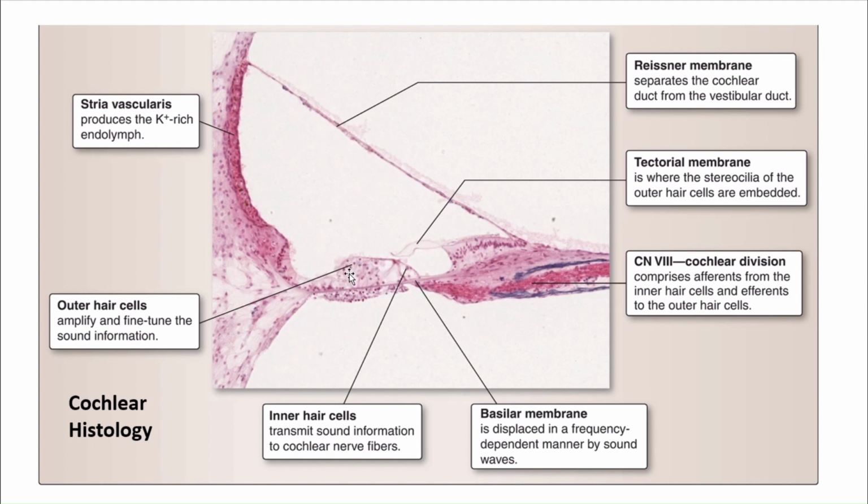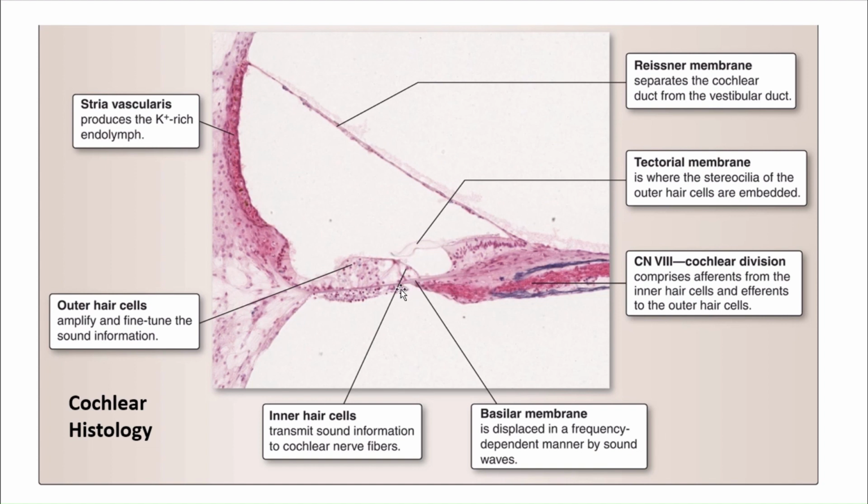These are called outer hair cells, and this is important for amplification and fine-tuning of different sounds. And these are the inner hair cells, and this is important for processing sound. So if the sound is lower, then the outer hair cells can amplify that sound. And this is the tectorial membrane. I have a different image for that, which you can see later, and the outer hair cells are embedded in the tectorial membrane.